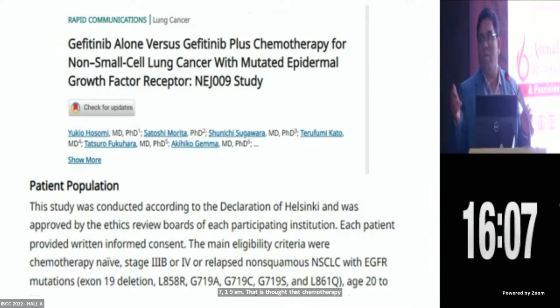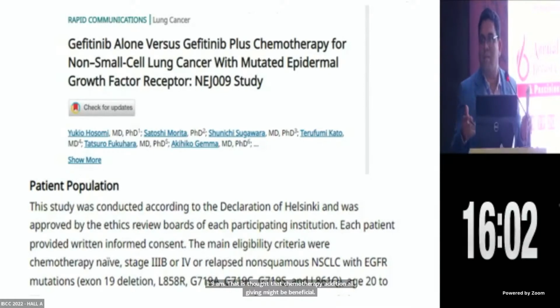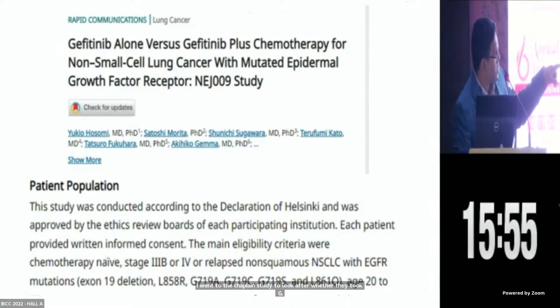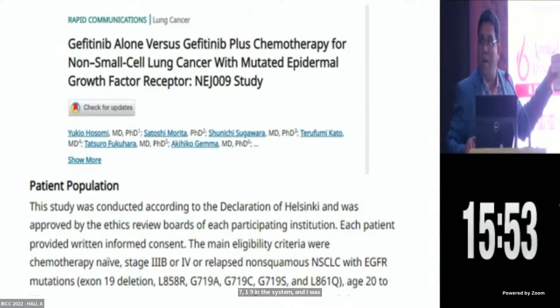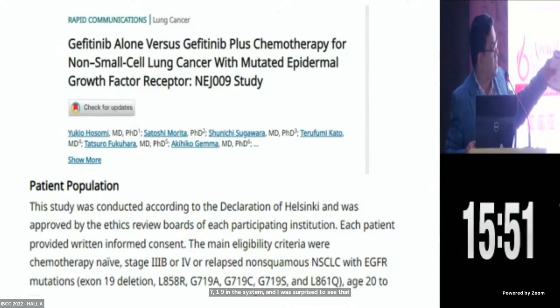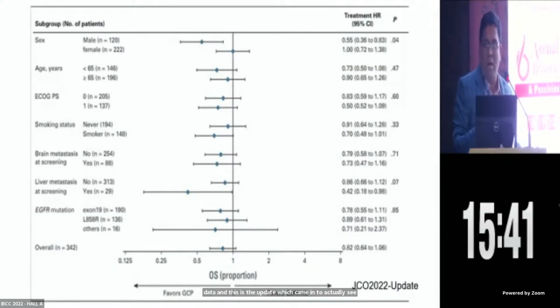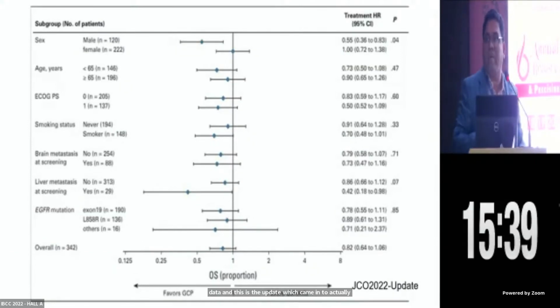And hence, there are only 2 studies done. One was our study, for which I couldn't do the analysis. So I went to the Japanese study to look at whether they included G719 in the analysis. I was surprised to see that the other group predominantly is G719A, C, and S patients. And when we look at the data, this is the update which came in JCO 2020, the hazard ratio is 0.7 in favor of gefitinib plus chemotherapy versus gefitinib. I agree that the other part is not afatinib, it is gefitinib.